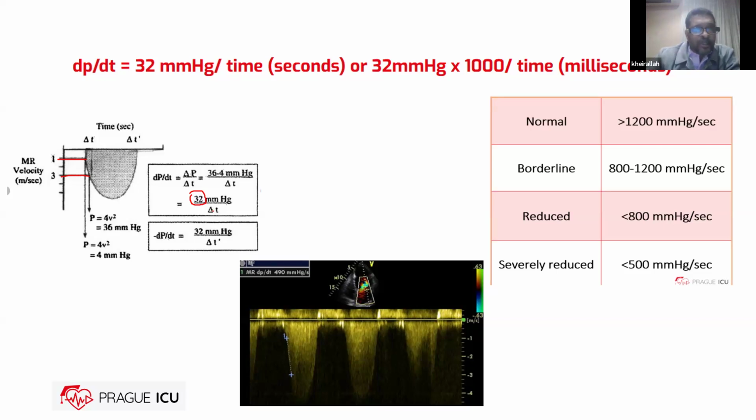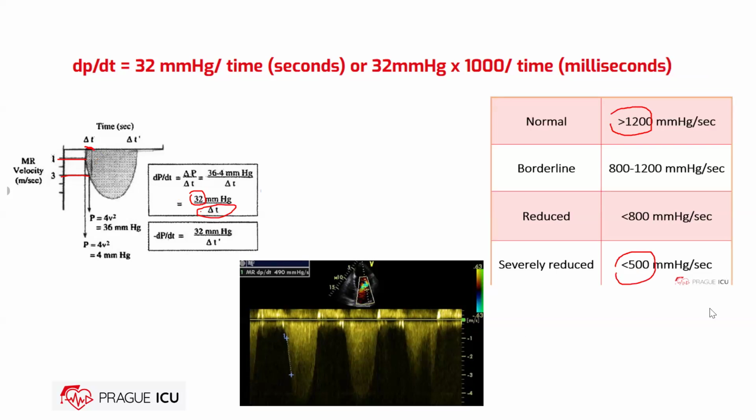So the issue is you divide this pressure by this time, and I get figures like this one here. If it's more than 1200, it's normal. Severely reduced if it's less than 500 millimeters of mercury per second.